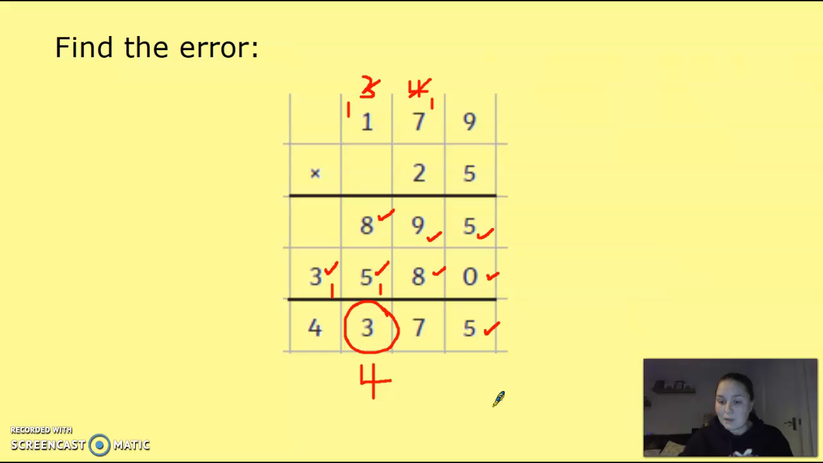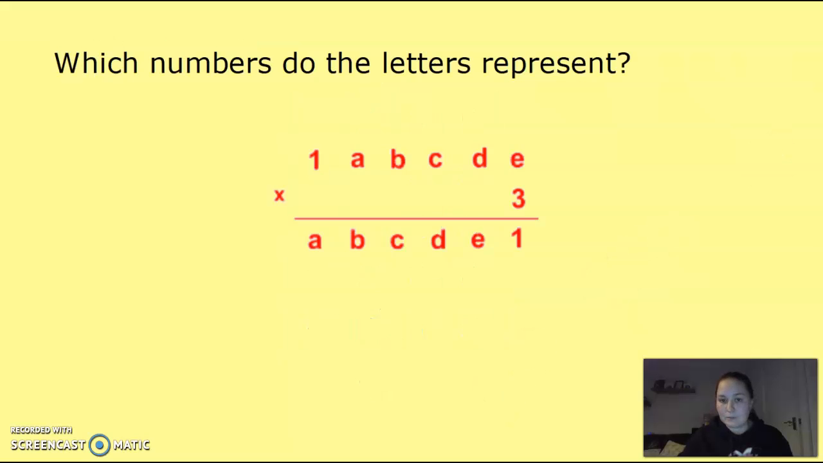Okay, well done if you got that answer as well. And if not, hopefully you can see how to work through to find your errors. So if you choose the challenge sheet, you will start off by having 2 find the error questions. The next challenge that you'll have will look like this.